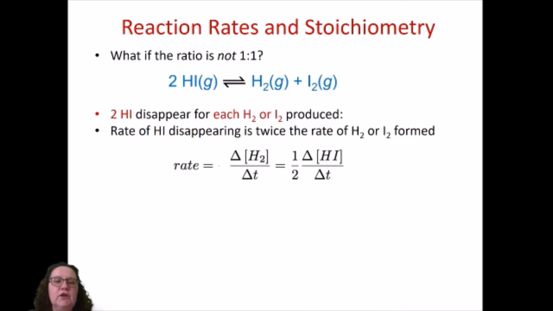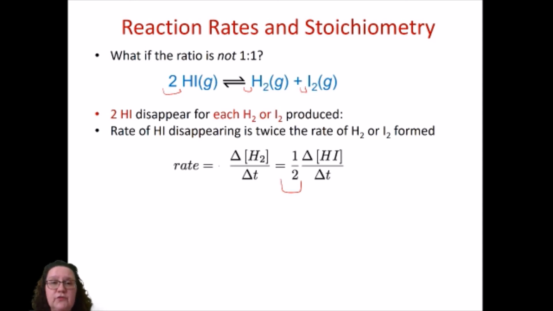For example, in this reaction, we have 2 moles of hydrogen iodide that produce 1 mole of molecular hydrogen and 1 mole of molecular iodine. So 2 moles of hydrogen iodide will disappear for each mole of H2 or I2 produced. The rate of hydrogen iodide disappearing is twice the rate of hydrogen or iodine being formed. Or if you want to express it the other way around, the rate of formation of hydrogen or iodine is half the rate of disappearance of hydrogen iodide.